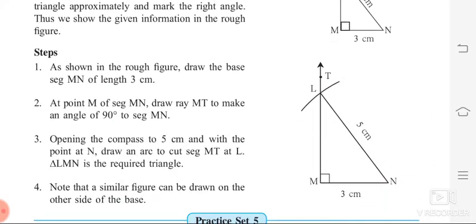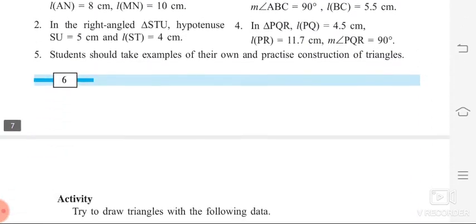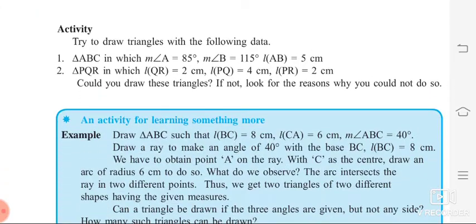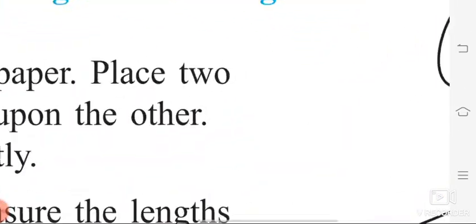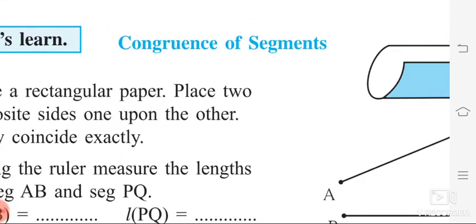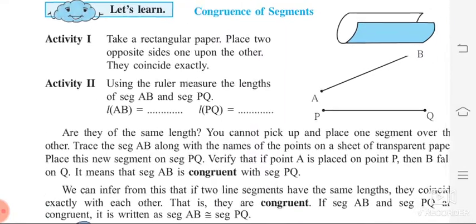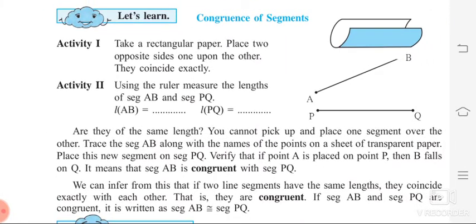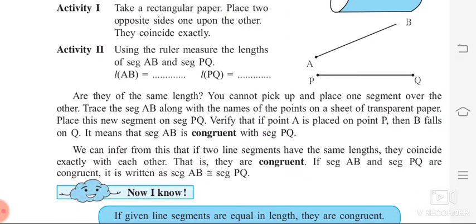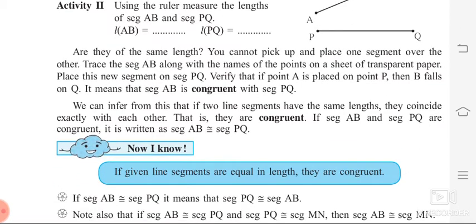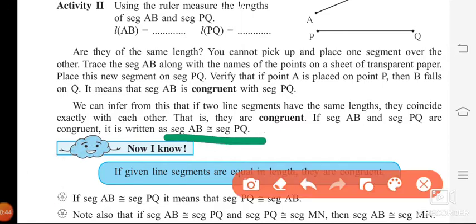Okay. So these were the different constructions that we learned. As this is an objective exam, you may not have construction. So whatever other part of revision I am taking, that type of questions you may have. Now you have learned the next point, that is congruence of segments. So let's revise now the congruence of segments. We learned that if two segments are congruent, then they are written in this way: seg AB congruent seg PQ. And what are congruent segments?